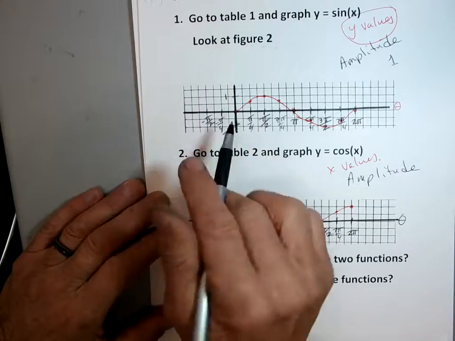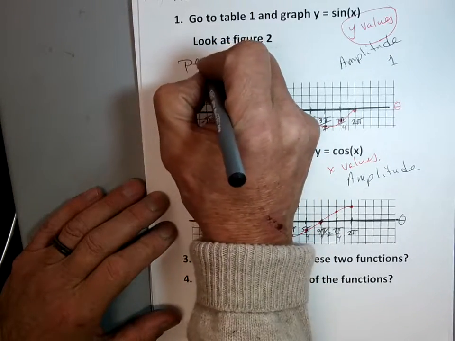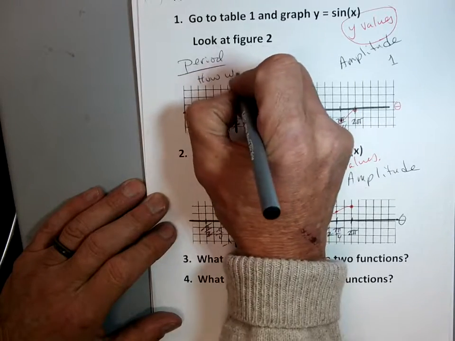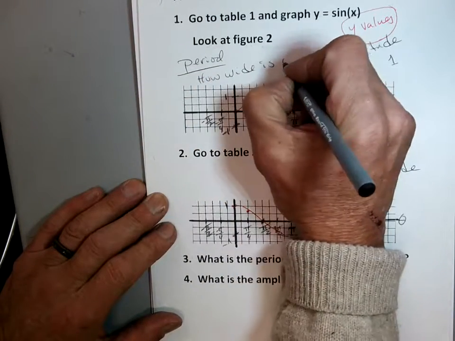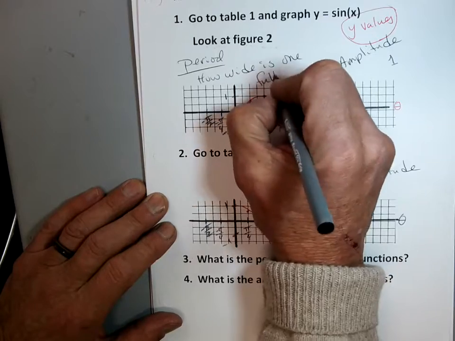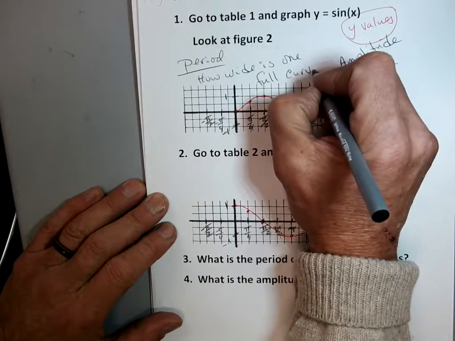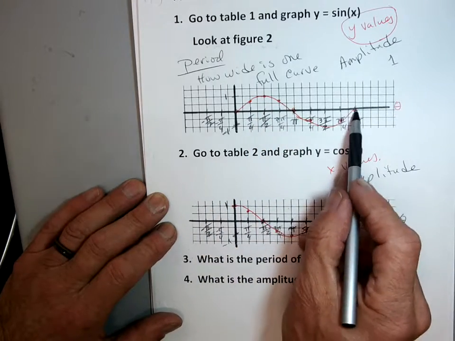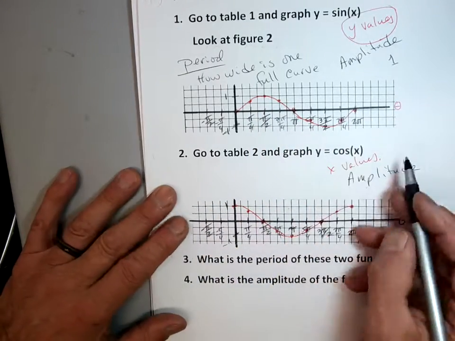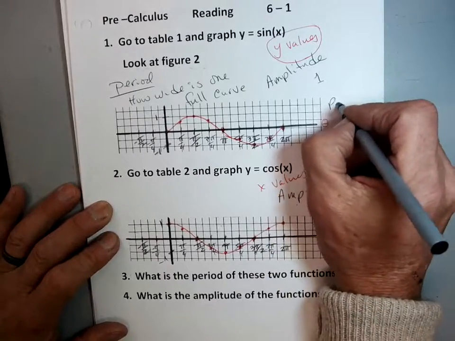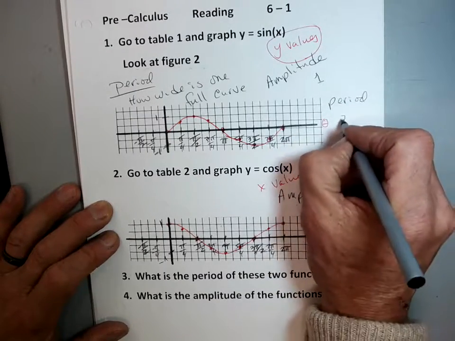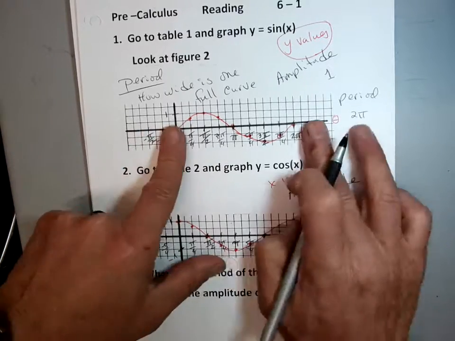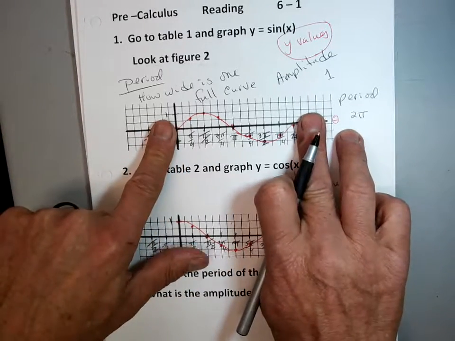Okay, so the thing called the period is how wide. How wide is one full curve? All the way from going all the way up, all the way down, and back to the start. So the period is 2 pi, or one full revolution around the circle. That makes sense. So the width of this curve is 2 pi.